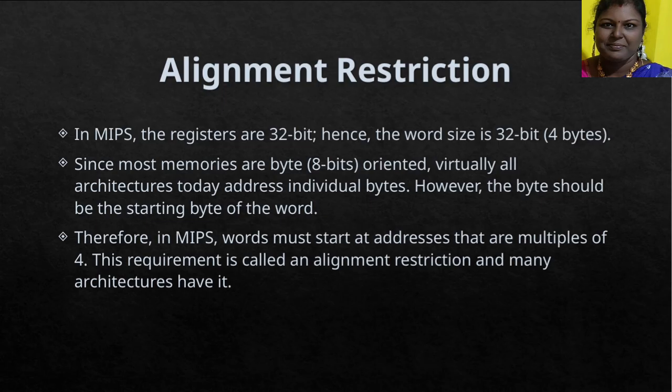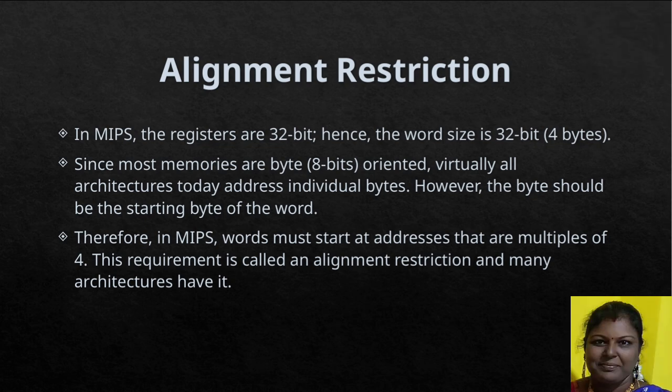Most memories today are byte-oriented, meaning they address individual bytes. But when dealing with words, the starting byte has to line up just right. In MIPS, that means words must start at addresses that are multiples of 4. This rule is called an alignment restriction, and it's common across many architectures. It helps keep memory access efficient and predictable.